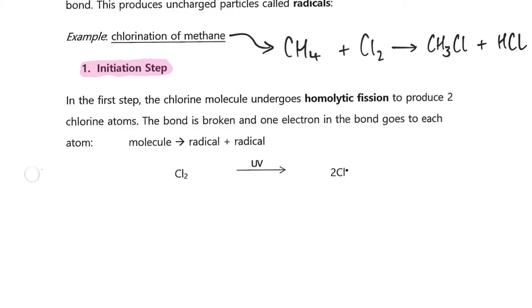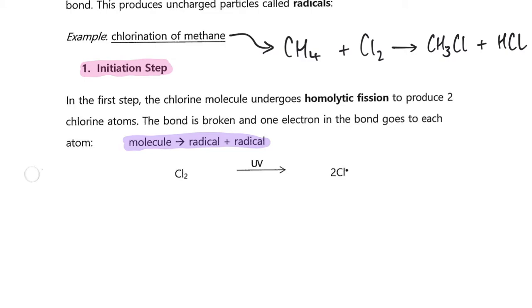The first step of this reaction, the initiation step, involves the chlorine molecule undergoing homolytic fission to produce two chlorine atoms, and these atoms will be radicals because they will have an unpaired electron. In this stage of the reaction, we've got a molecule breaking down to form two radicals. That's represented by the equation written on page 15 that you can see there, Cl2, and then an arrow with UV written on top to show that light is needed for this process. And we're forming two chlorine radicals.